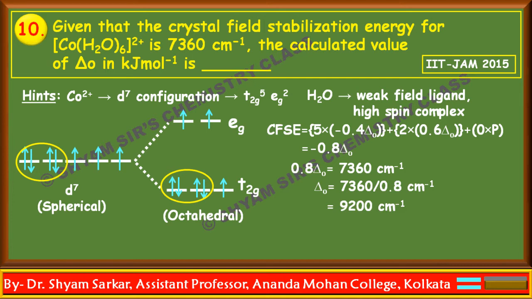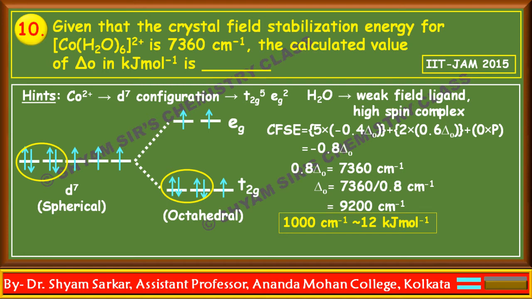Now if you use this relation, that is 1000 centimeter inverse is equivalent to almost 12 kilojoule per mole. You can remember this relation, because it will help to solve any other problem where this type of conversion is needed. So 1000 centimeter inverse is equivalent to 12 kilojoule mole inverse. If you apply this relation to 9200 centimeter inverse, you will get the delta O value as 110.4 kilojoule per mole. Okay, so this is the required value of delta O asked in the question. So the final answer is 110.4 kilojoule per mole.